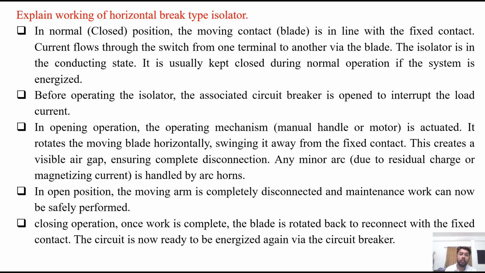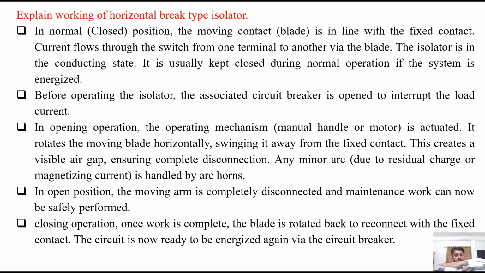Working of horizontal break type isolator. In the normal, that is closed position, the moving contact, that is the blade, is in live contact with the fixed contact. Current flows through that switch from one terminal to another terminal via that blade. The isolator is in conducting state, so it is usually kept closed during normal operation if the system is energized.